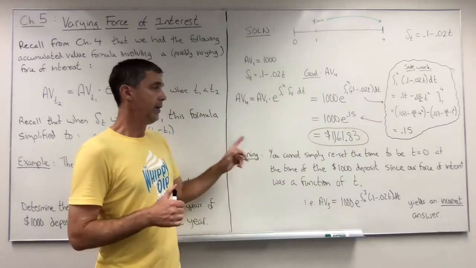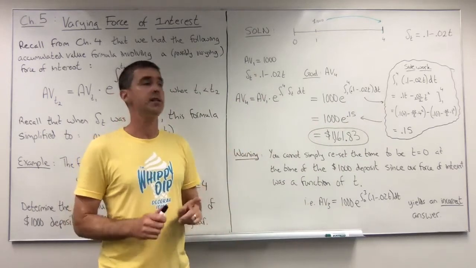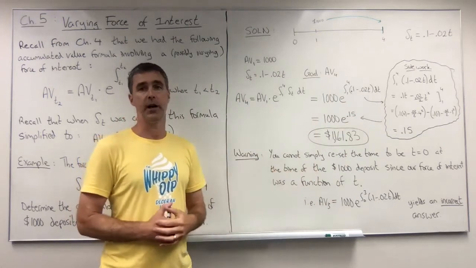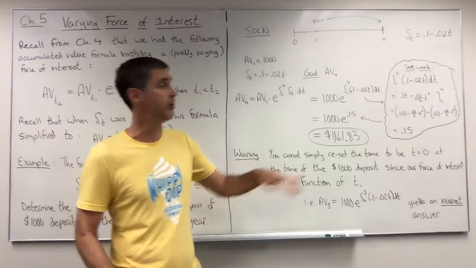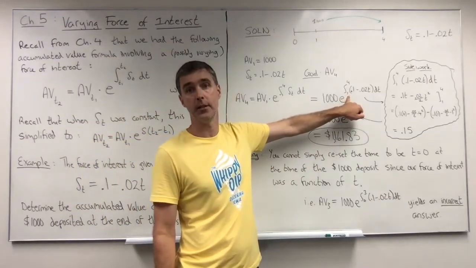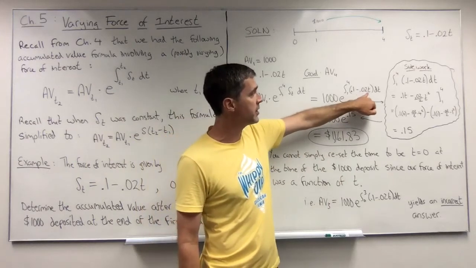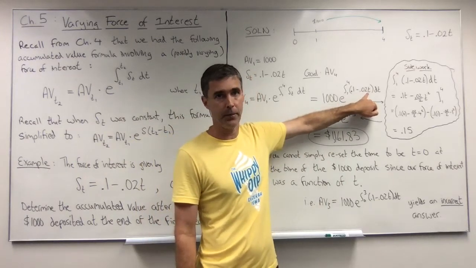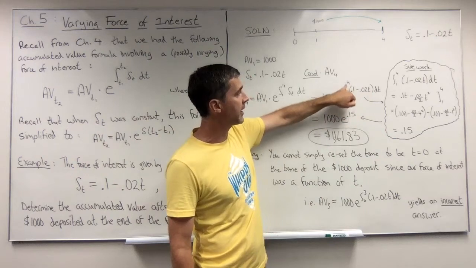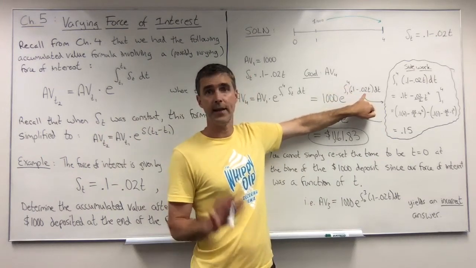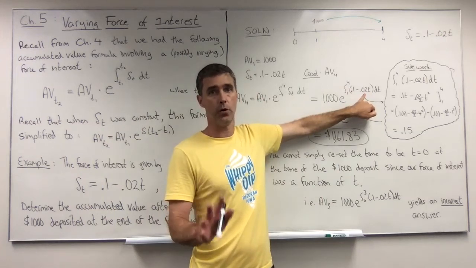Now, when you have a varying force of interest, you have to respect the clock that's ticking, all right? So you cannot simply reset the time to be time 0 at the time of the $1,000 deposit. Because yeah, I mean, I agree with you. It's much nicer to have one of the bounds be a 0. But we're not allowed to do that because this force of interest is a function of time. If you're going to change how the clock is acting on the bounds, you have to adjust the force of interest as well. And that's simply going to be more work than it's worth.